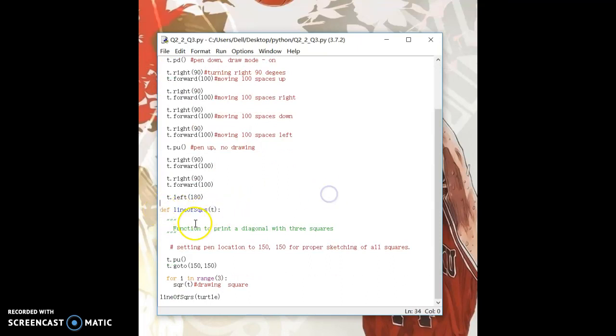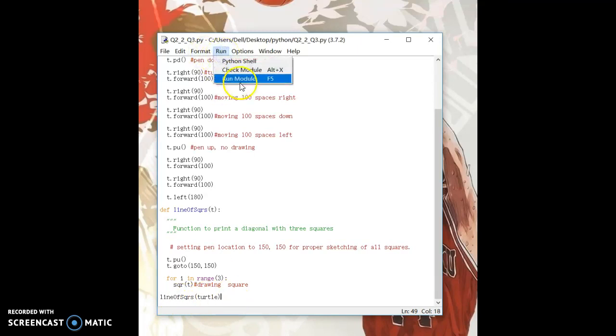Define line of squares t, which means a function to print a diagonal with 3 squares. And then we pick up the pen for turtle t, and we set the pen location. So t.pu and t.goto, which means setting the pen location. We use 150, and we also use a for loop. So for i in range 3, the 3 squares, and i is a loop variable, and then square t just draws the square, and then we can get a result, line of squares turtle.